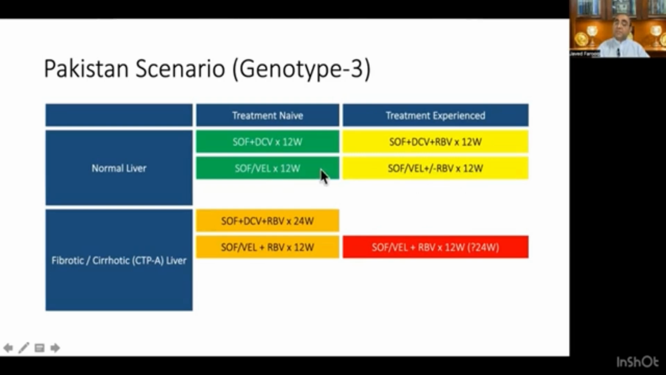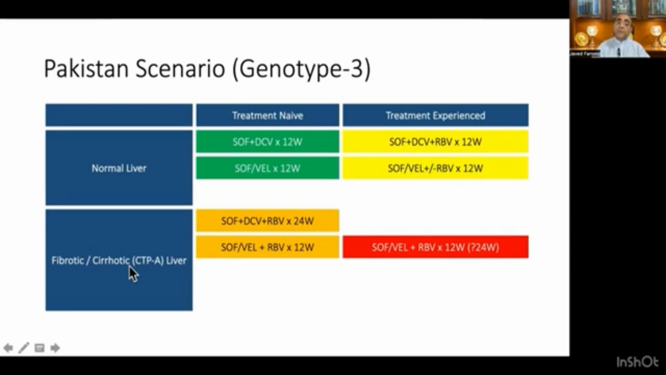So the difference between these two with normal liver: if it is treatment naive, sofosbuvir-velpatasvir for 12 weeks, but if it is treatment experienced, then sofosbuvir-velpatasvir with or without ribavirin for 12 weeks. I personally use ribavirin in each and every such patient who is treatment experienced, irrespective of whether this is an interferon experienced patient or a relapser or non-responder to sofosbuvir-ribavirin or sofosbuvir-daclatasvir. I give this group sofosbuvir-velpatasvir-ribavirin for 12 weeks.